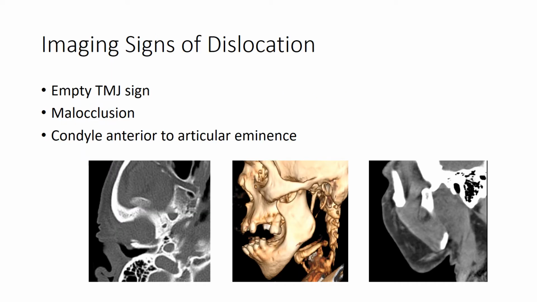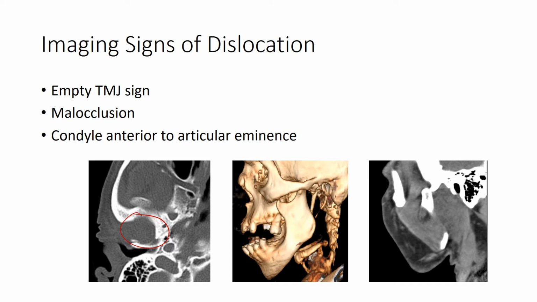Here are the imaging signs of dislocation. The first is the MTTMJ sign, which basically is seeing the temporomandibular joint on an axial CT and not seeing the condyle within it. That's the MTTMJ sign.